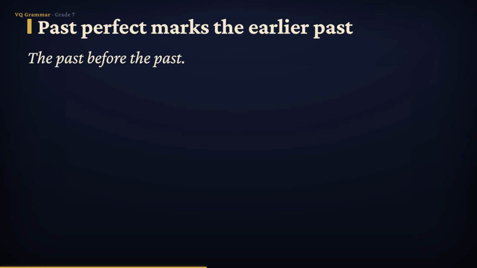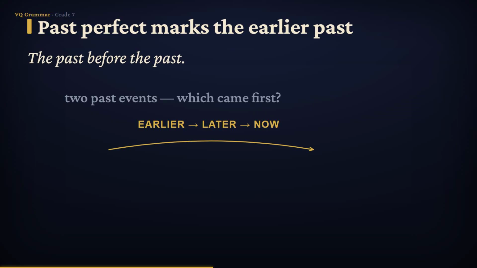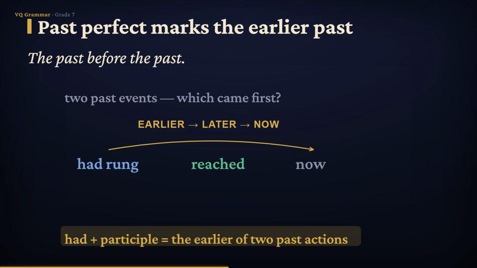Here's the heart of the past perfect. It marks the past before the past. Think of two past events on a timeline. First, the bell had rung. Then, later, I reached the door. And after all of that comes now, the present. The past perfect, had rung, points to the earlier action, the one that was already complete before the second past event happened. That's why we call it the past before the past.